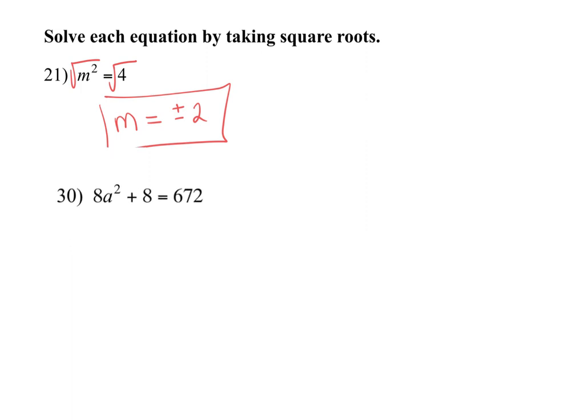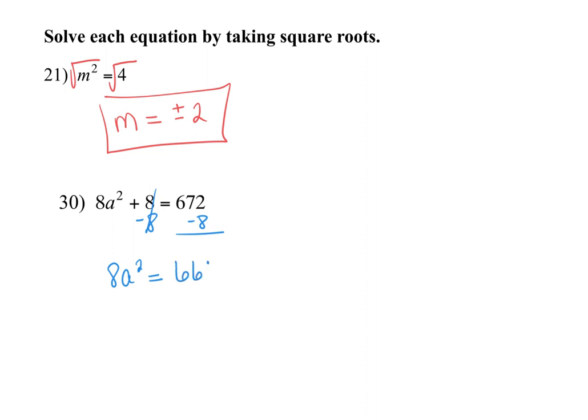For the next one, it's a little more difficult because the x squared, or the a squared in this case, is not by itself. So I need to get it by itself. I need to subtract that 8 over. So I have a squared, 8a squared equals, and then I'm going to subtract, all right? And so we want to subtract out 672 minus 8.